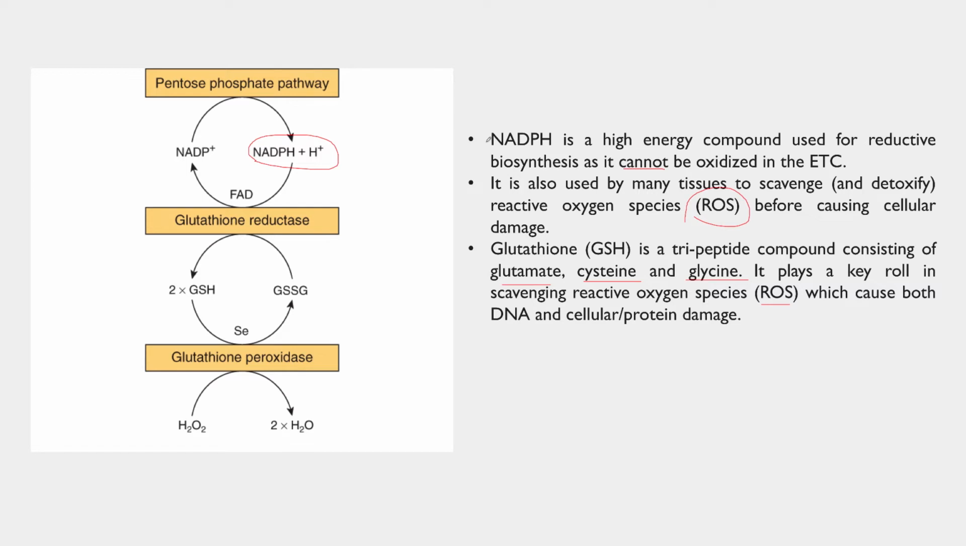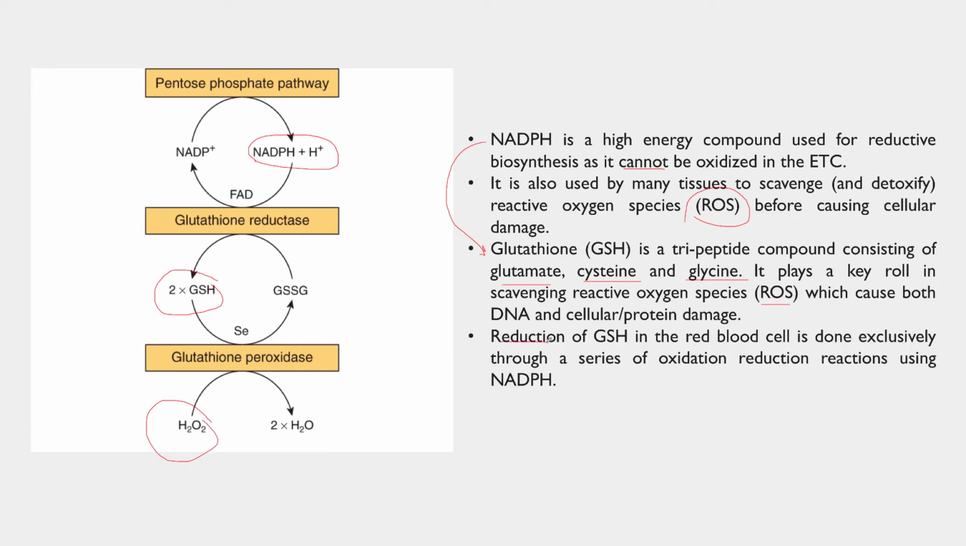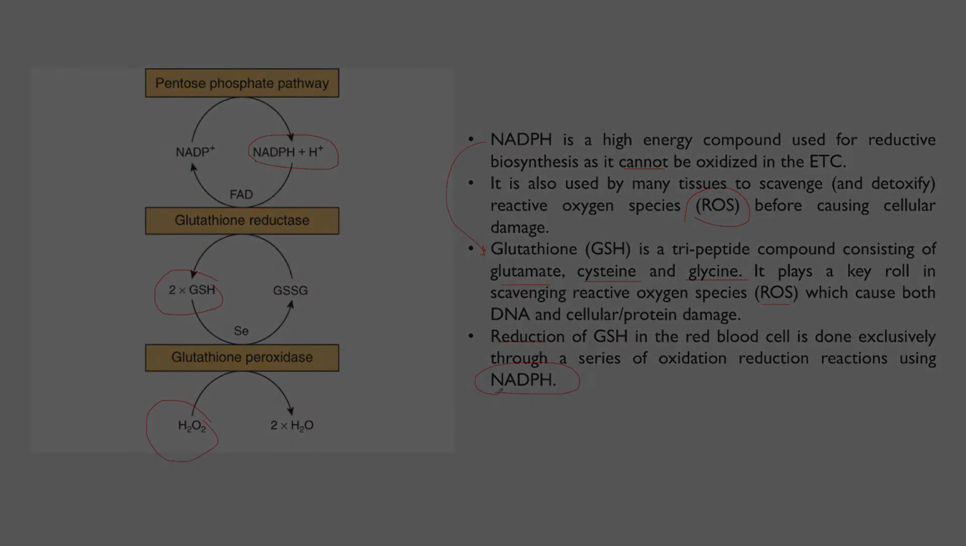The connection between NADPH and glutathione is illustrated in this figure here. NADPH, using glutathione reductase, is used to reduce glutathione and retain glutathione in its reduced form. Reduced glutathione is then available to detoxify peroxides. And of important note, the reduction of glutathione in the red blood cell is done exclusively through a series of oxidation reduction reactions using NADPH.